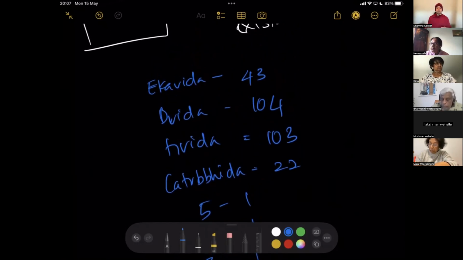Rupas can exist as Ekavidha in 43 ways. Dvividha, 104 modes or ways. Tividha, 103 ways. Catubbidha, 22 ways. And 5, 1 way, 6, 1 way, and so on up until 11, 1 way each.